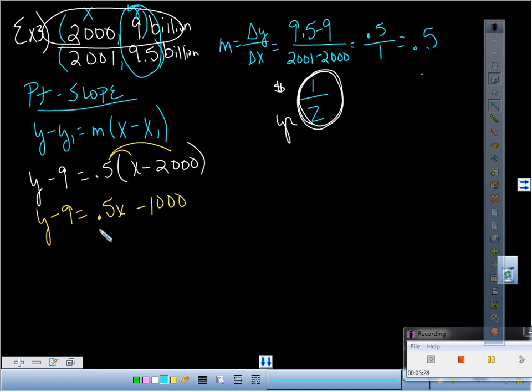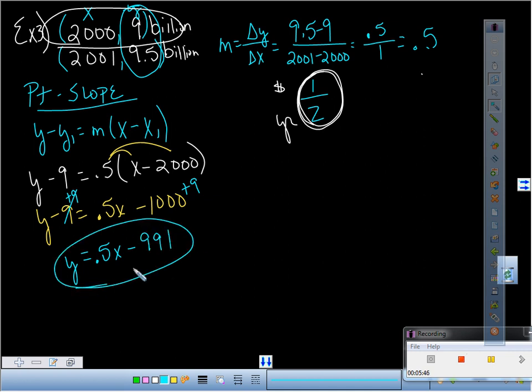Now, we are going to add 9 to both sides. Is that right? And y is equal to 0.5x minus 991. So there's my equation. There's my equation that represents the growth of my sales. Now, what if I asked you to predict the sales?